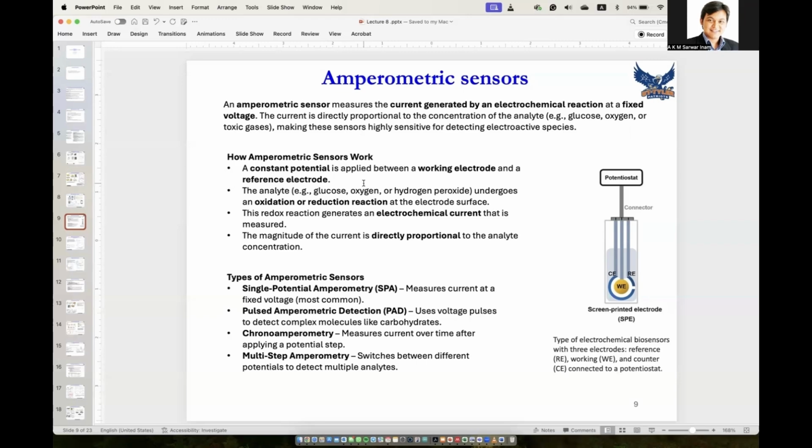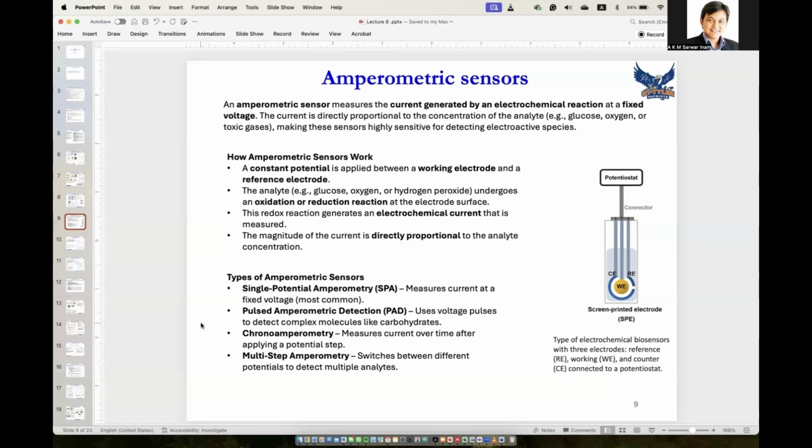So how do these amperometric sensors work? A constant potential is applied between a working electrode and a reference electrode. The analyte, which can be glucose or oxygen, undergoes an oxidation or reduction reaction at the electrode surface, and this reaction generates the electrochemical current. That current we are going to measure. The magnitude of the current is directly proportional to the analyte concentration, either positively or negatively.